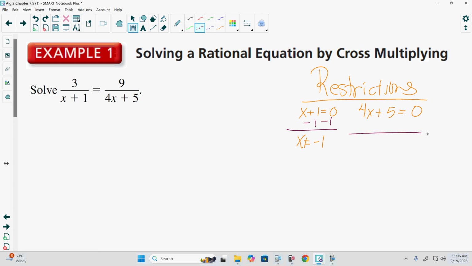We can do the exact same thing for 4x plus 5. We subtract 5 from both sides, telling us that 4x is equal to negative 5. Divide both sides by 4, telling me that if x is equal to negative 5/4, we would have a denominator of 0. We cannot have a denominator of 0. We can't divide by 0. So negative 5/4 is one of our restrictions.